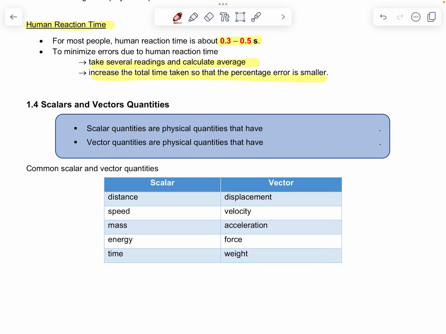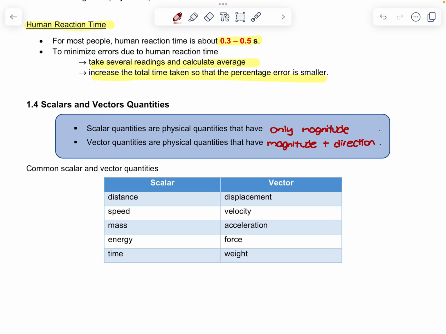Scalar quantities only have magnitude. Vector quantities have magnitude plus direction.